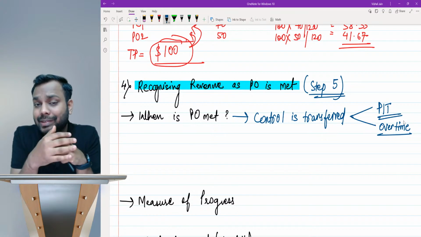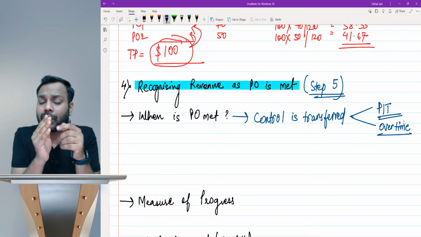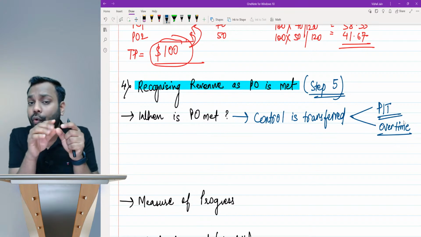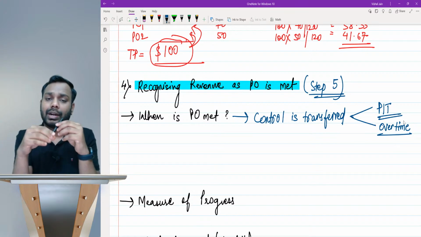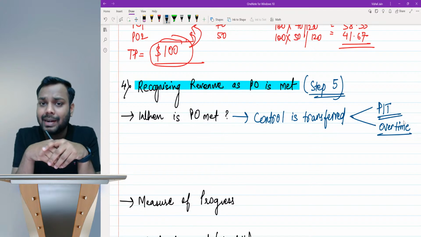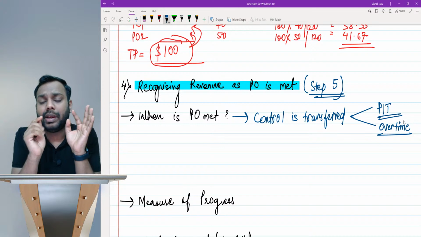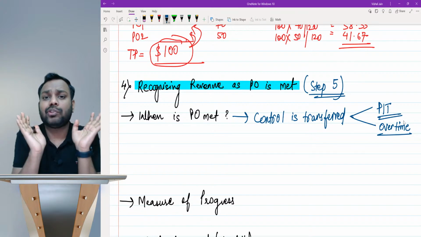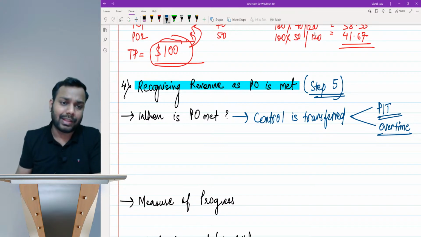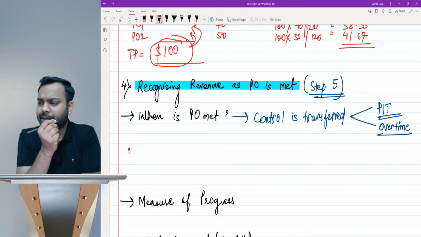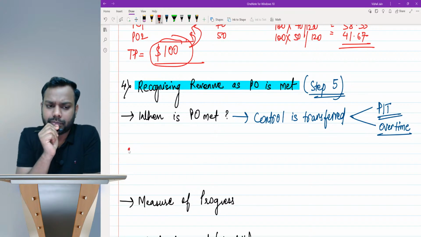So how will we analyze whether the control is transferred at a specific point in time or over a period of time? The standard gives us 3 conditions, and it says that if any one condition gets satisfied, it should be over a period of time, otherwise it should be point in time. Now what are the 3 conditions? Can anyone tell me the 3 conditions one by one?